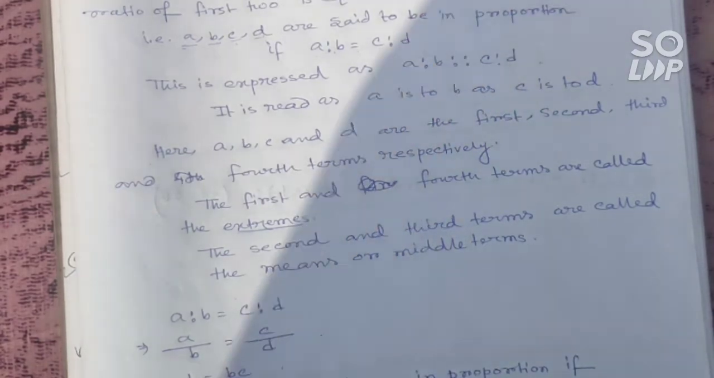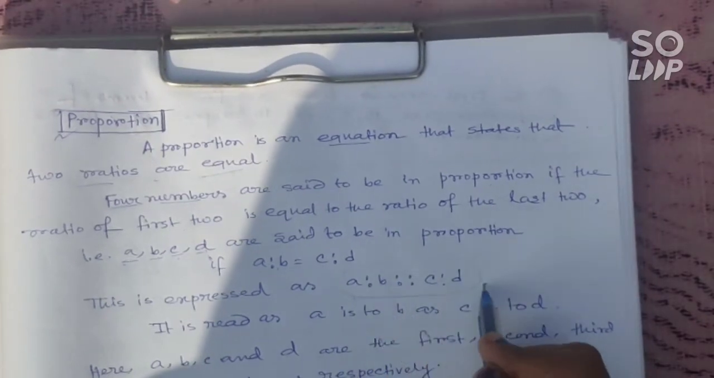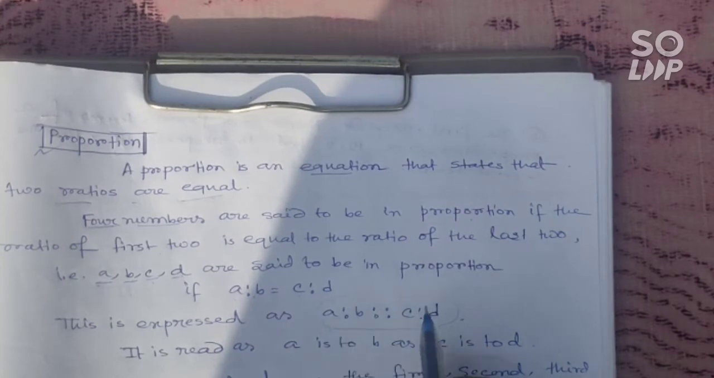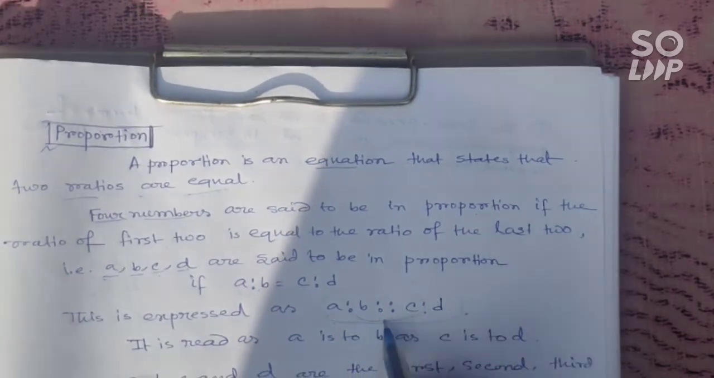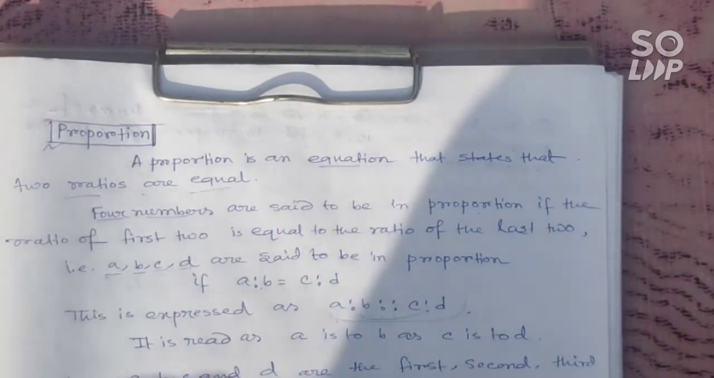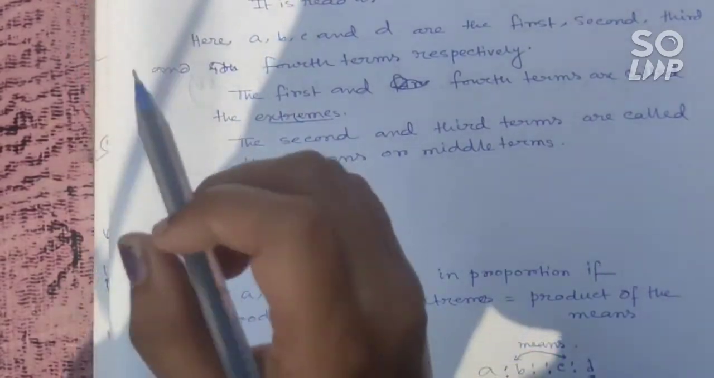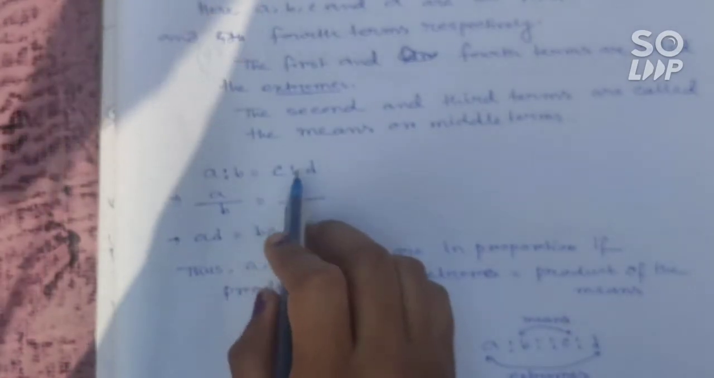Okay, so remember this, when four numbers are in proportion, this relation can be written, and in this relation A and D, that is first term and fourth term, are called the extremes, and second term and third term, these two terms, are called the middle terms or means. Okay. So A is to B equal to C is to D.